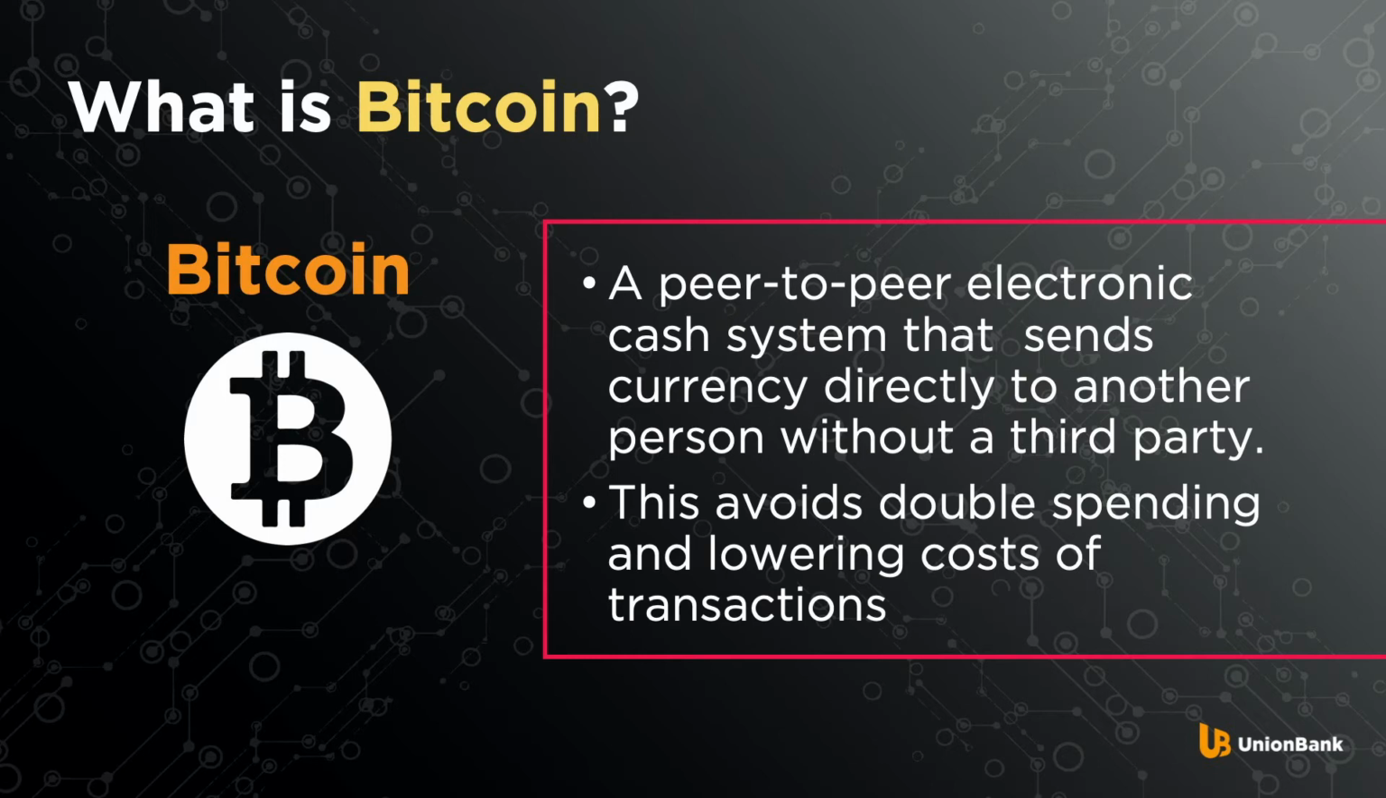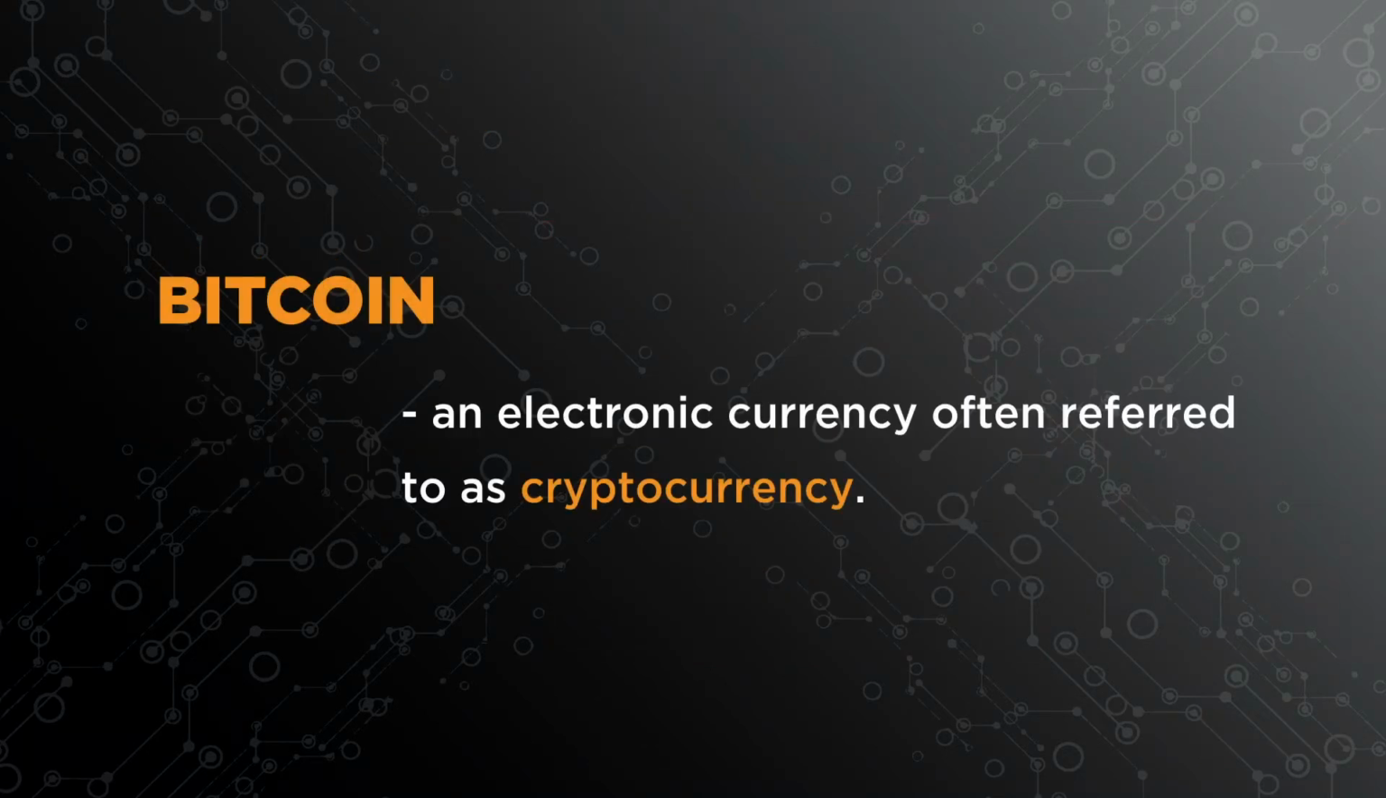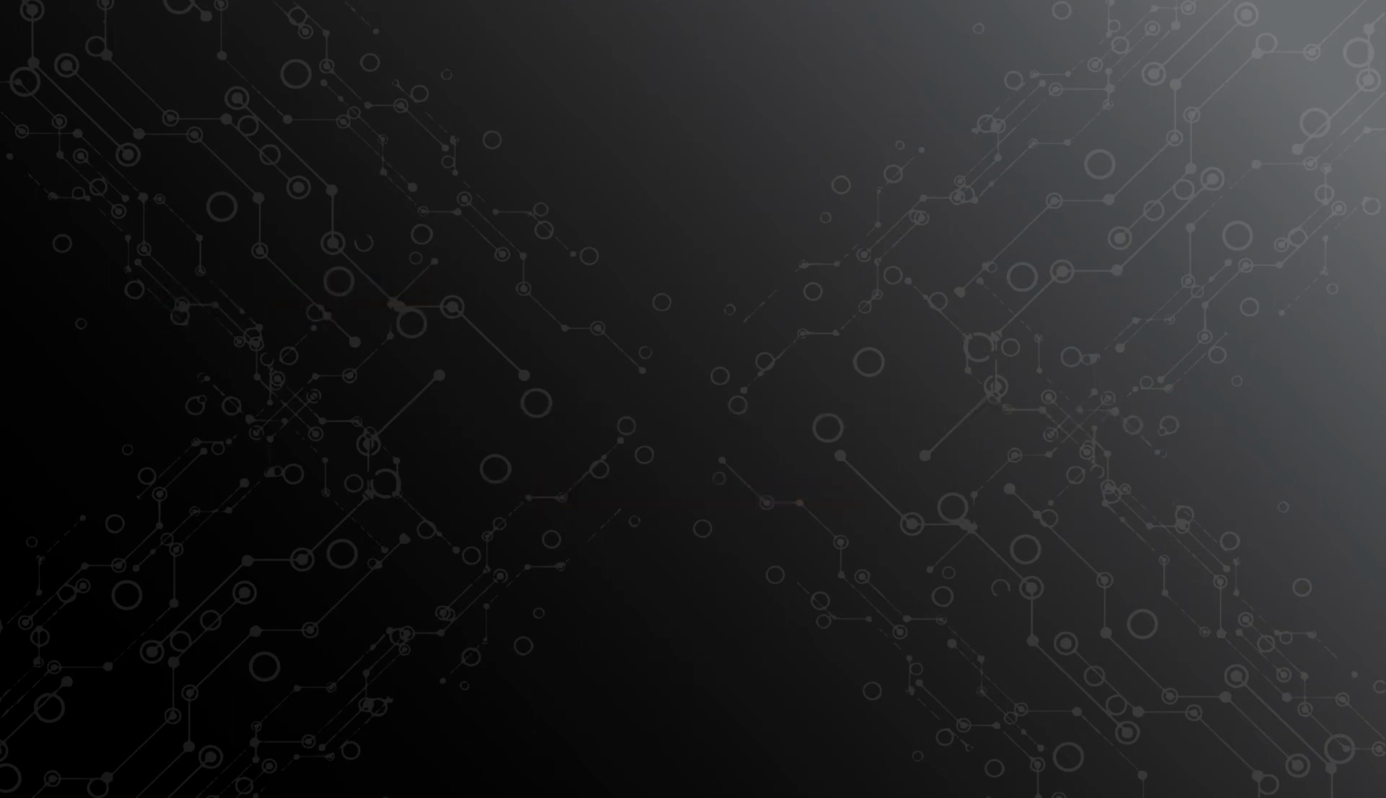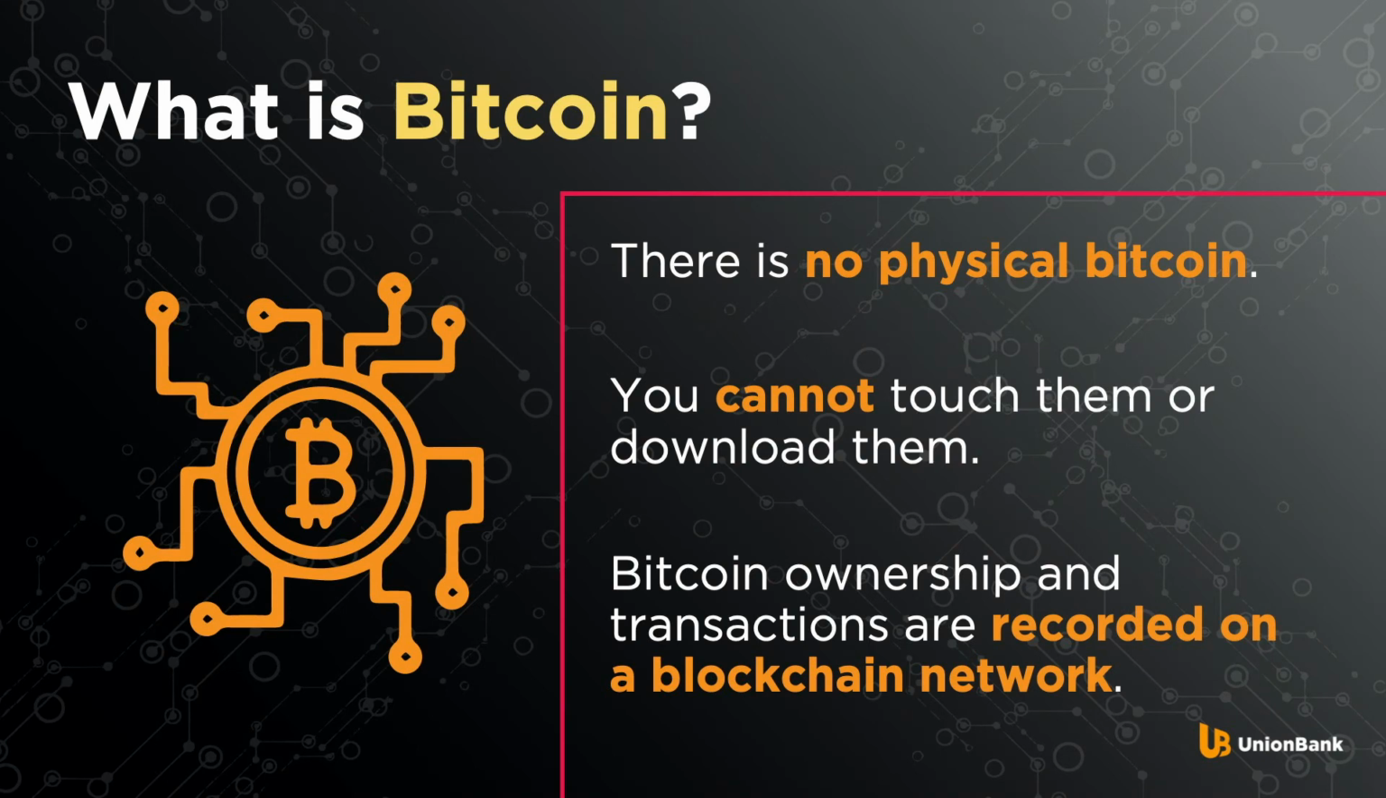So what is Bitcoin? The white paper for Bitcoin released in 2008 by Satoshi Nakamoto defines it as a peer-to-peer electronic cash system that can send currency directly to another person without a third party, bank, or financial institution acting as in between. This avoids double spending, lowering costs of transactions to allow micropayments that would otherwise not be allowed due to the transaction fees from financial institutions. Bitcoin is an electronic currency often referred to as cryptocurrency. There are no physical Bitcoins. You cannot touch them or download them. Bitcoin ownership and transactions are recorded on a blockchain network.